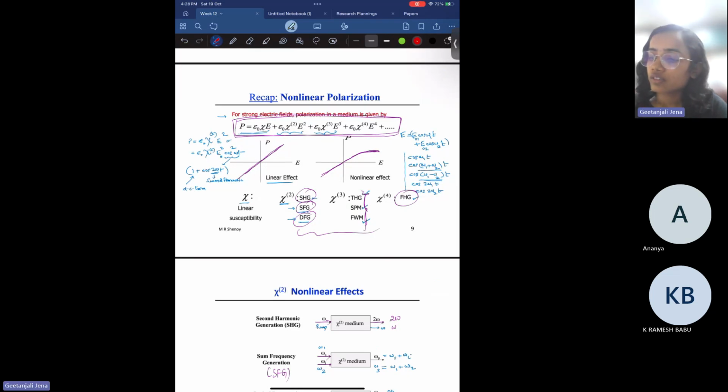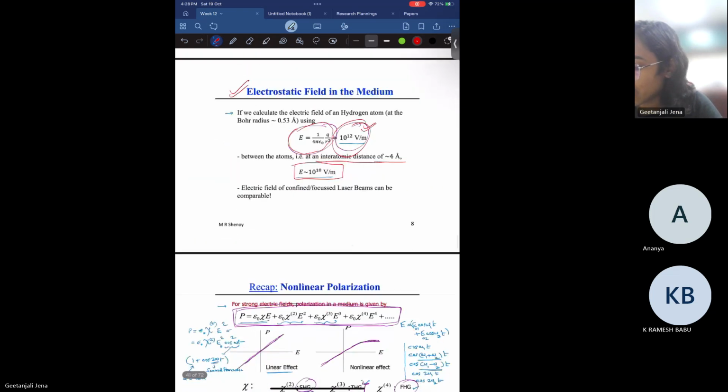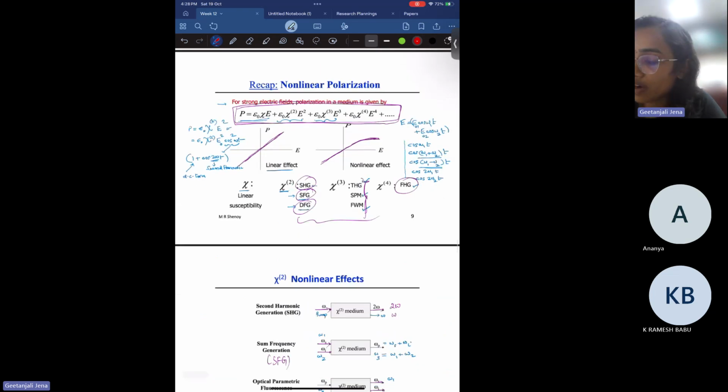Okay. So we're discussing the nonlinear effect. The polarization is given by a linear term and a nonlinear term. When you plot a graph between P and the electric field, the linear effect will be a straight line. But for a nonlinear effect, after some electric field strength, the polarization will behave nonlinearly with respect to the incident electric field. Chi is the linear susceptibility, you already know, and chi2 is the second order susceptibility.